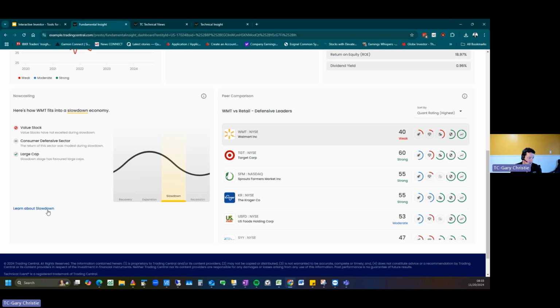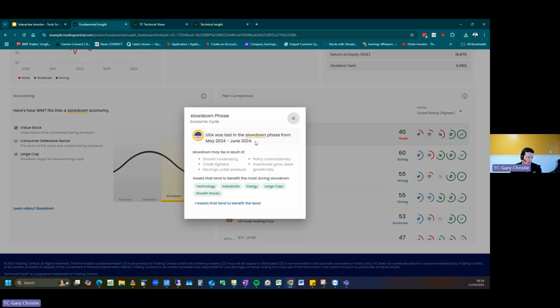You can learn about slowdown as well, right? And we actually have data in here, which is quite unique and something that's very underused. We can see in this economic cycle, USA, because it's a USA stock, was last in a slowdown phase from May to June for quite a short period of time. I have no guarantee it's 100% accurate. It's based on the models that we have.